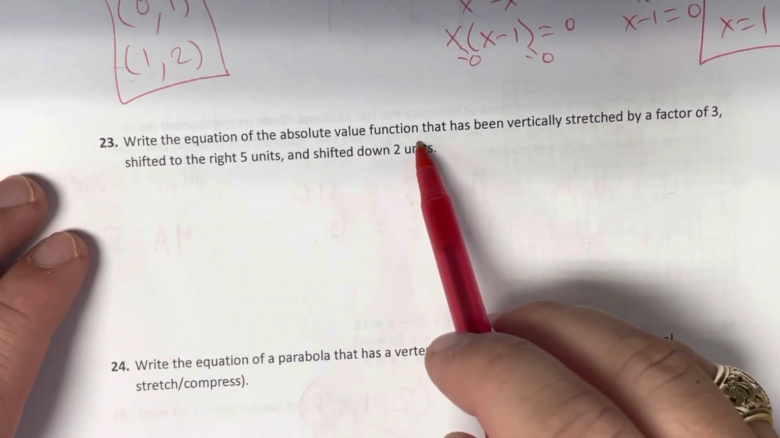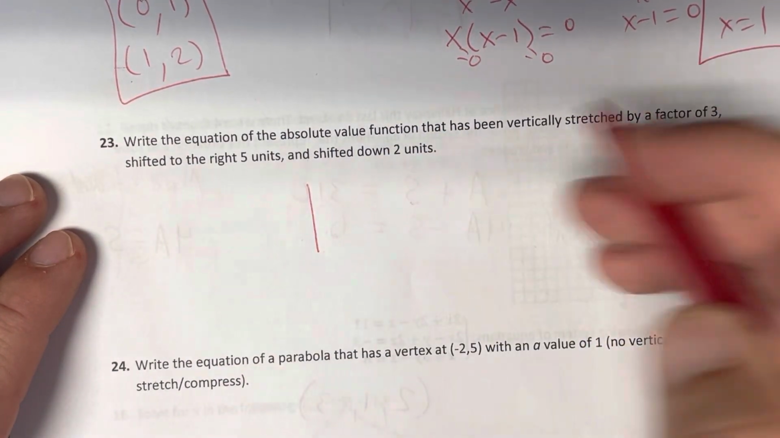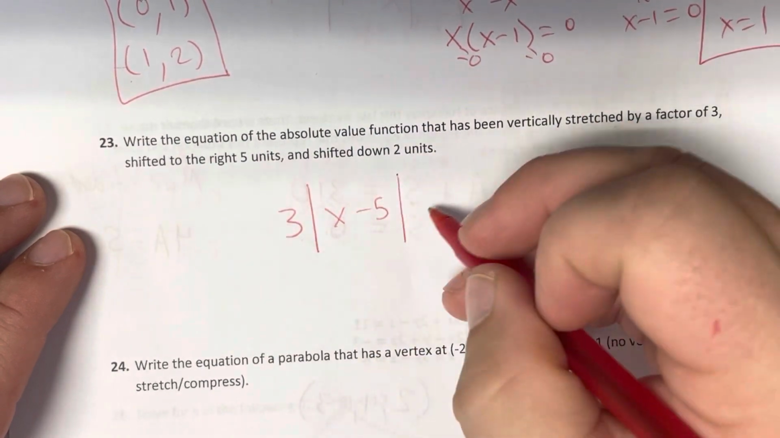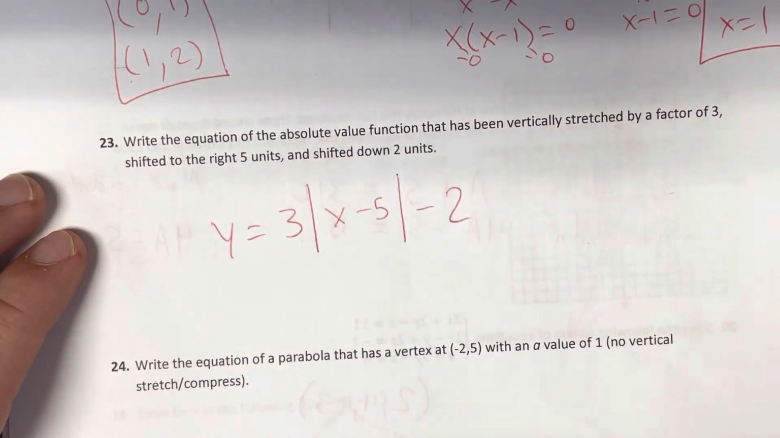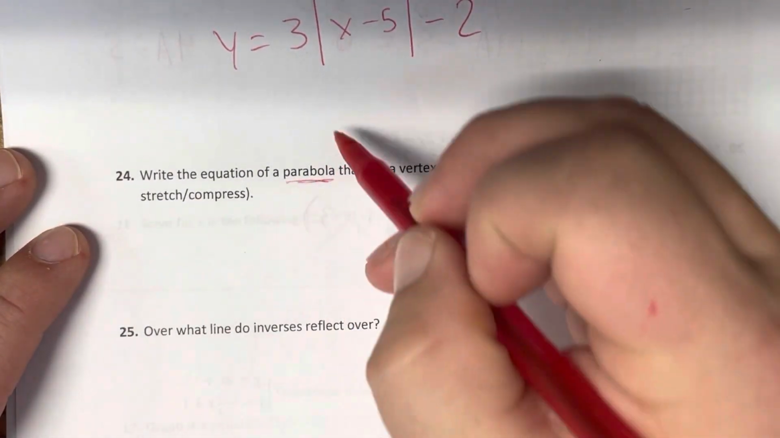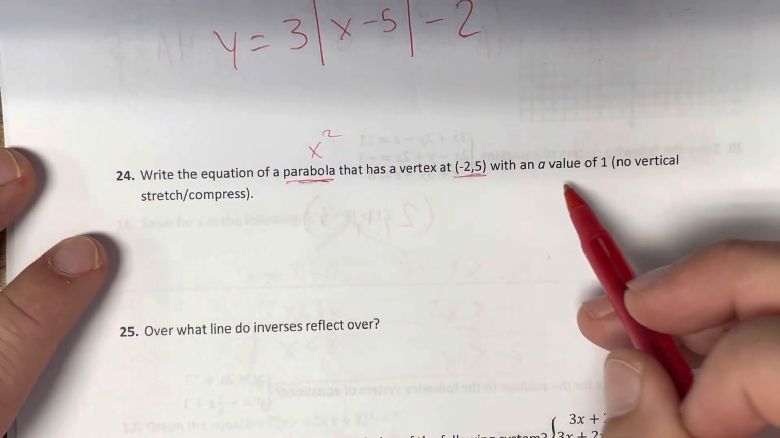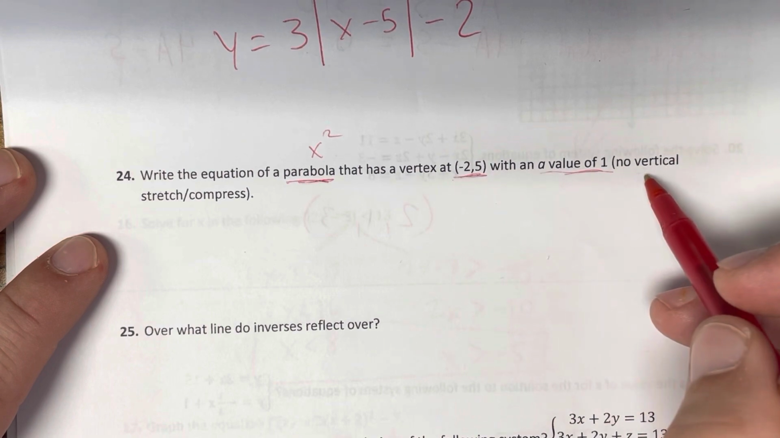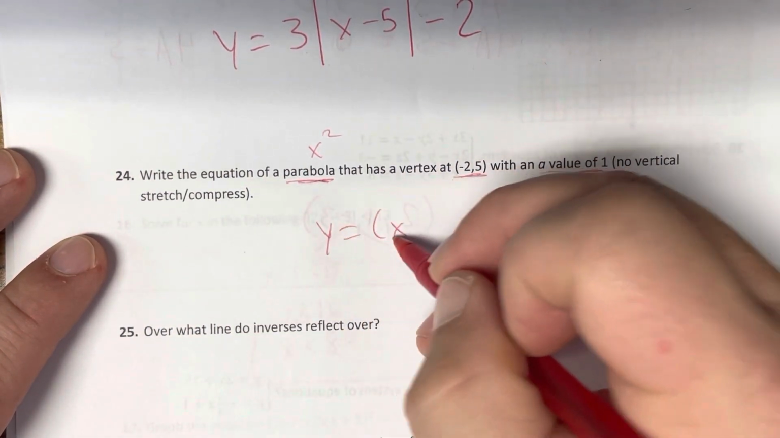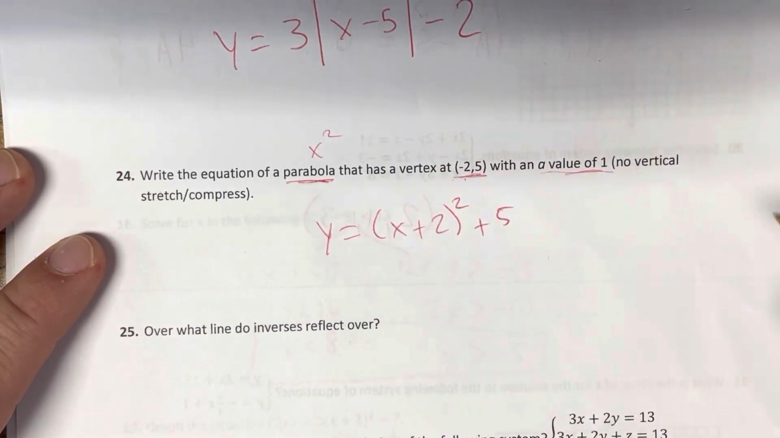Write the equation of the absolute value function. So we have an absolute value function that has been vertically stretched by a factor of 3, shifted to the right 5 units, and shifted down 2. Write the equation of a parabola, so that's x squared, that has a vertex at negative 2, 5, with an a value of 1, so no vertical stretch or compress. So on this one, we're going to have in parentheses, it's going left 2, so x plus 2 squared, and then plus 5.